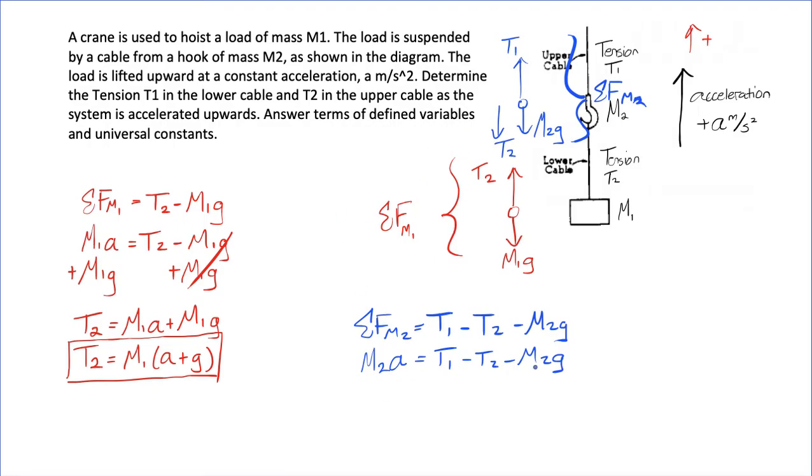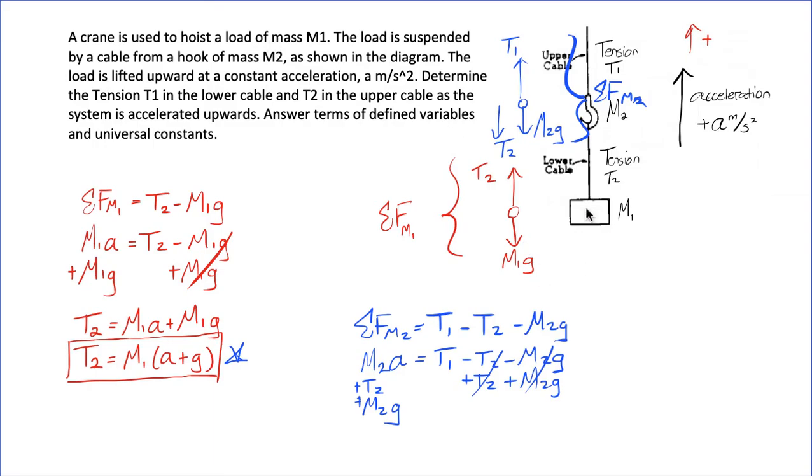If I were to look at the things here that I know, I would know M2 was given, acceleration too. I do not know T1, I'm looking for it, but I do know T2. I've already found it, and it's already in terms of things that I'm allowed to report. M2, of course, I know, and G is a universal constant. The algebra will be to isolate T1, which we will do by adding T2 to both sides, and also adding M2G to both sides.